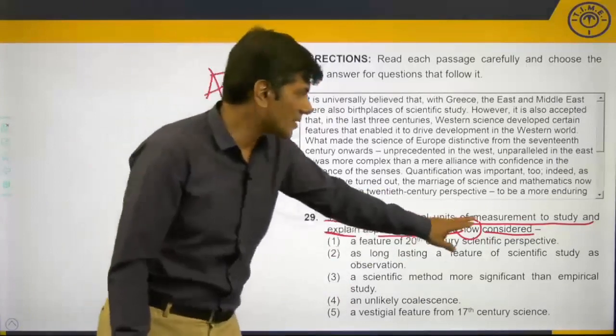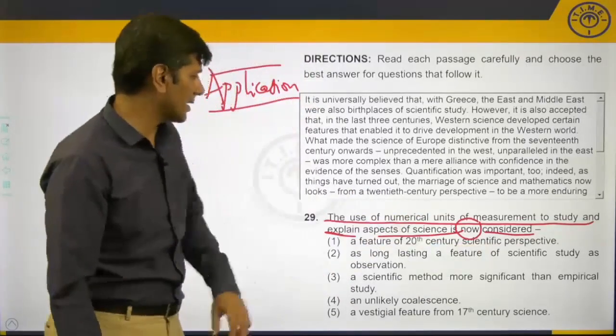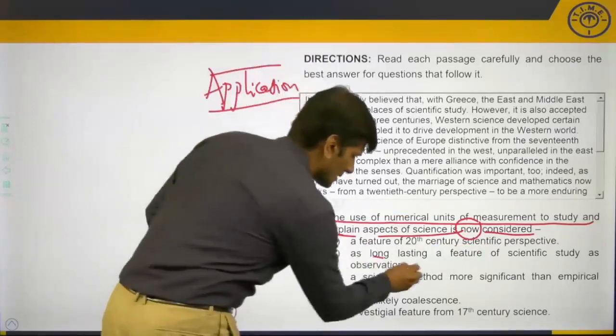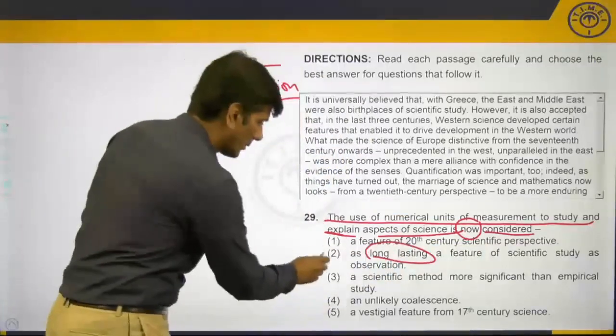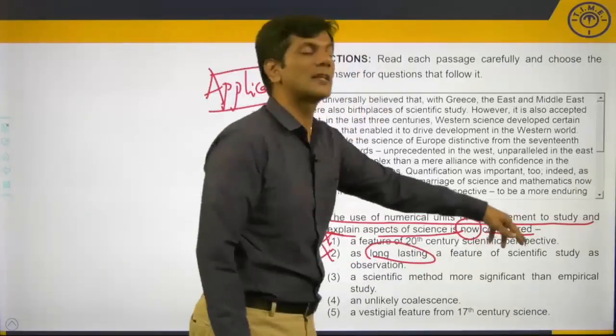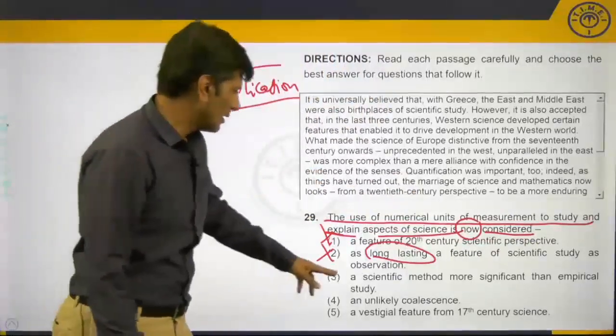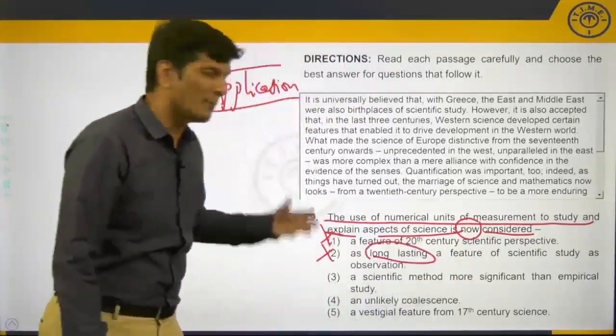A feature of 20th century scientific perspective. As long-lasting a feature of scientific study and observation. Now, this is where I would have a problem. We eliminate 2. We eliminate 1 also because it's a feature of 20th century scientific perspective would be incorrect because this is 300 years of research work. A scientific method more significant than empirical study.